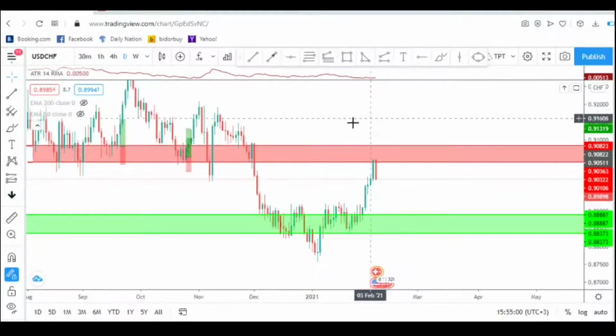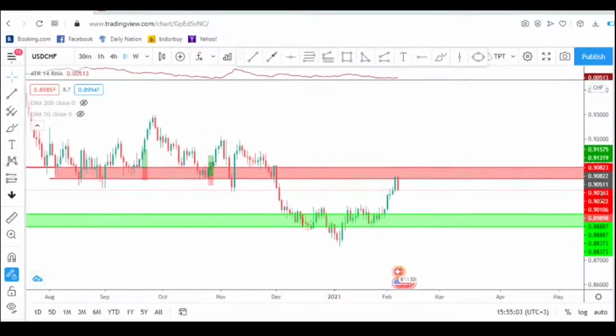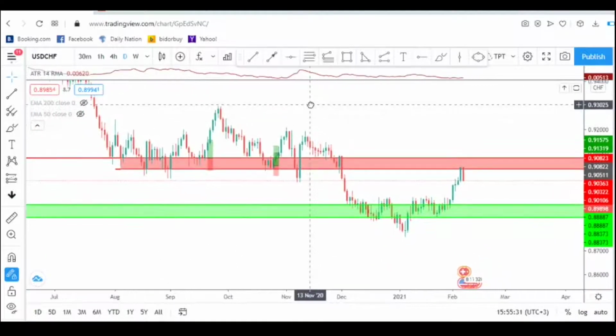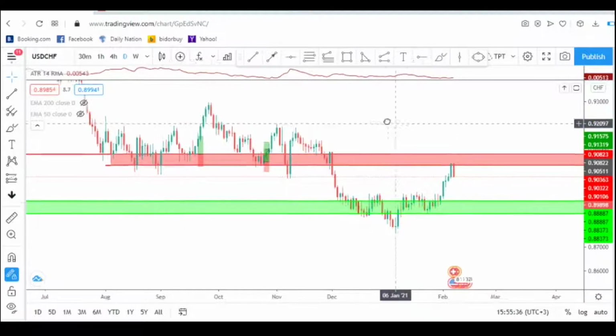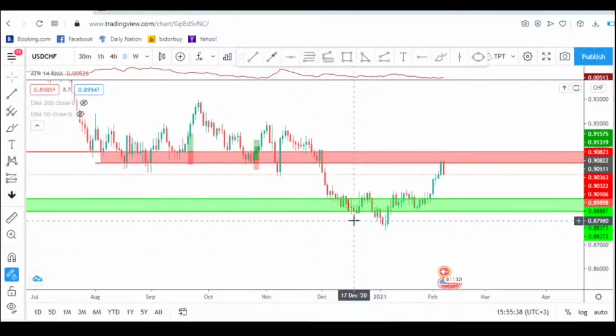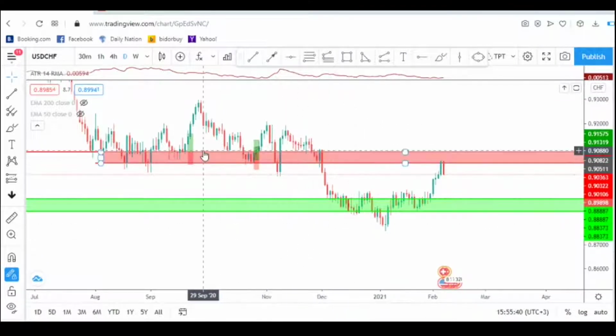The predictions that I'm doing here are based on purely price action, and I'm gonna pass you step by step through this price action strategy that I'm using to predict the market. This is dollar Swiss, and on this dollar Swiss, you've seen that I've drawn my zones, my red zone and my green zone. My green zone here represents the support level, and my red zone represents resistance level.